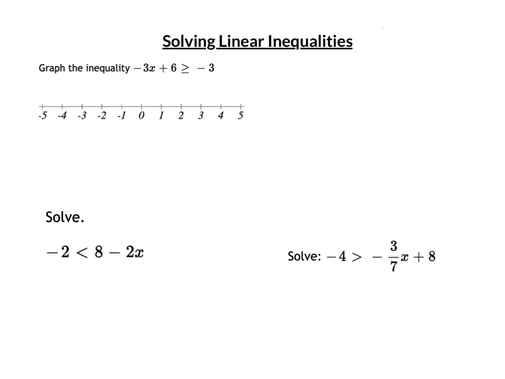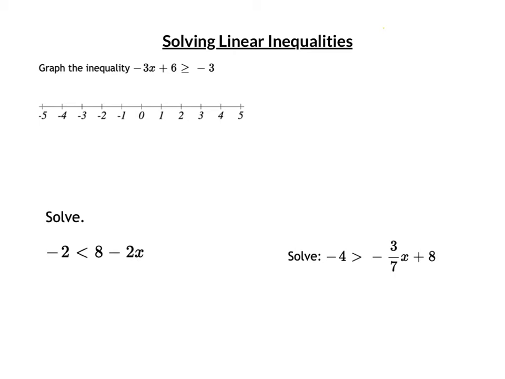Now, you'll notice that I only have 3 examples here. And that's because the only difference between an inequality and an equation is that if you divide by a negative or multiply by a negative, you have to flip the sign. The reason is that if you're dividing by a negative and the top number is negative, two negatives make a positive, which makes you flip the sign to keep it a true statement.